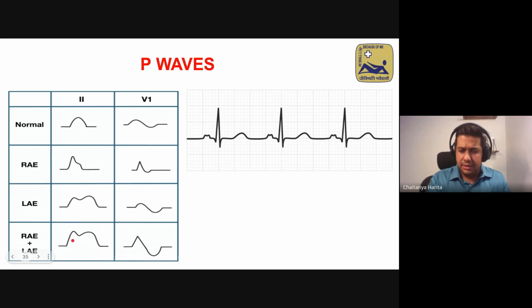If both are present, you have a tall P wave of more than 2 boxes and a wide P wave of more than 2.5 boxes. This is both atrial enlargement, called biatrial enlargement. This is how they look in lead 2. In V1, the P wave appears tall in right atrial enlargement. The negative deflection, which is the left atrium, becomes deeper if there's left atrial enlargement, and with both, it becomes combined atrial enlargement.